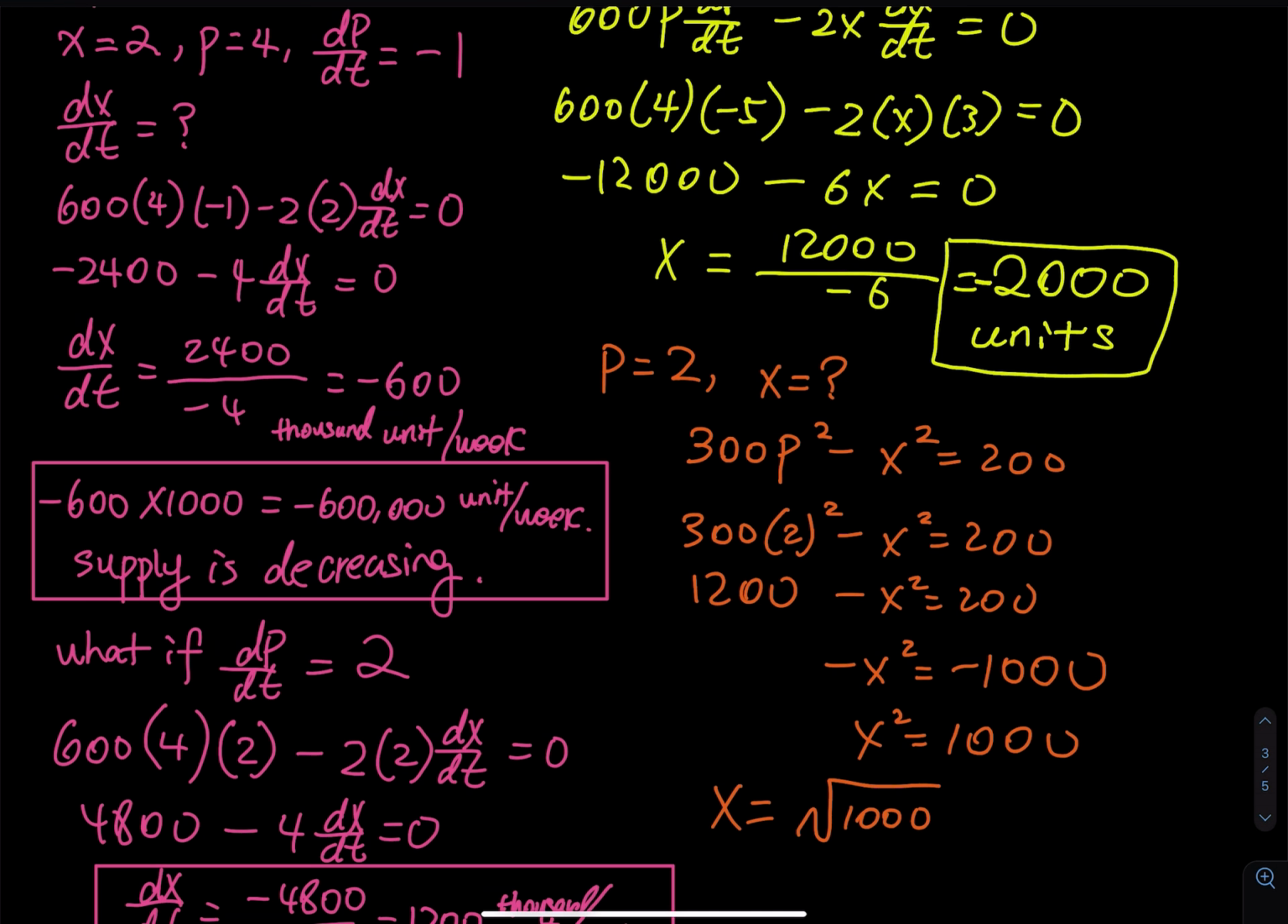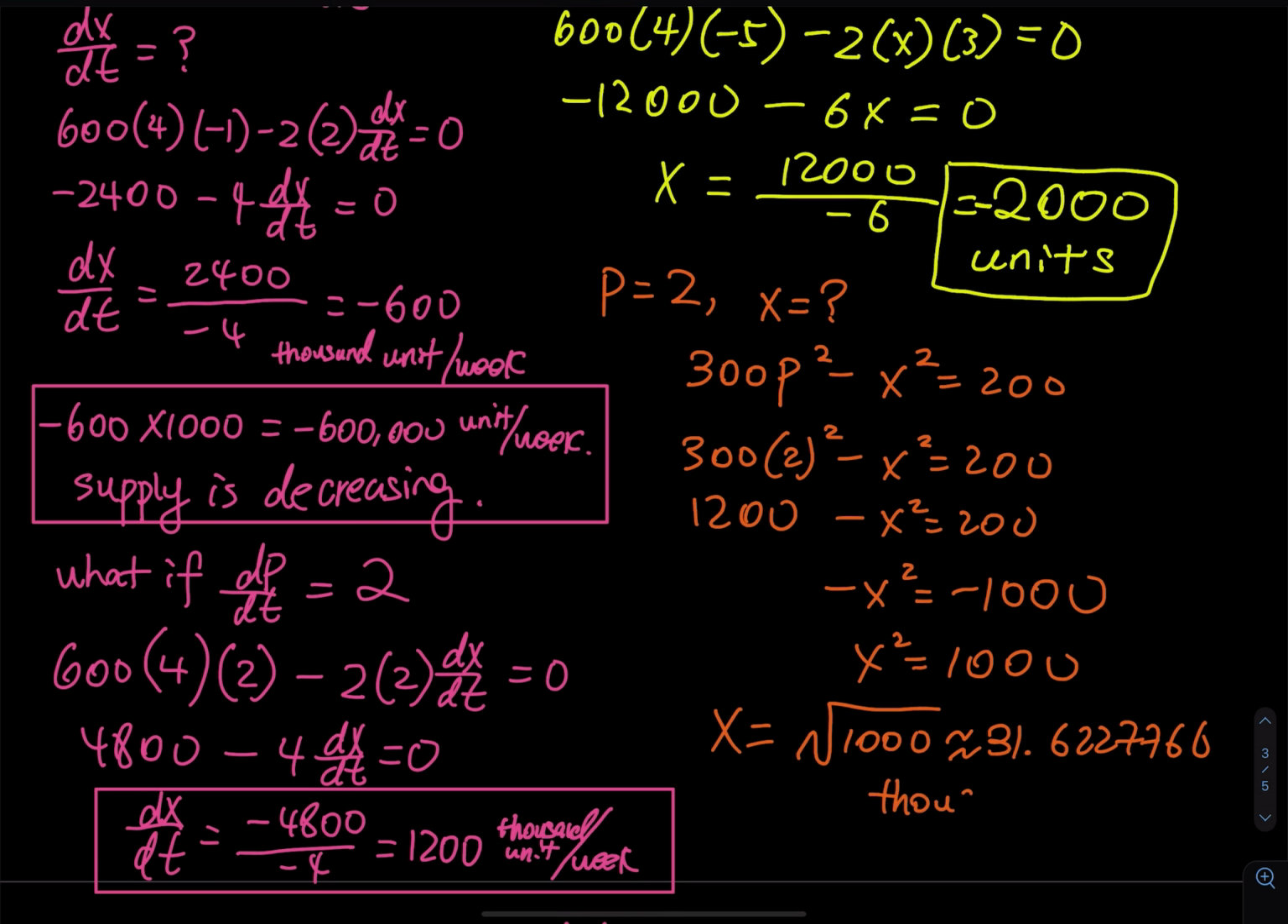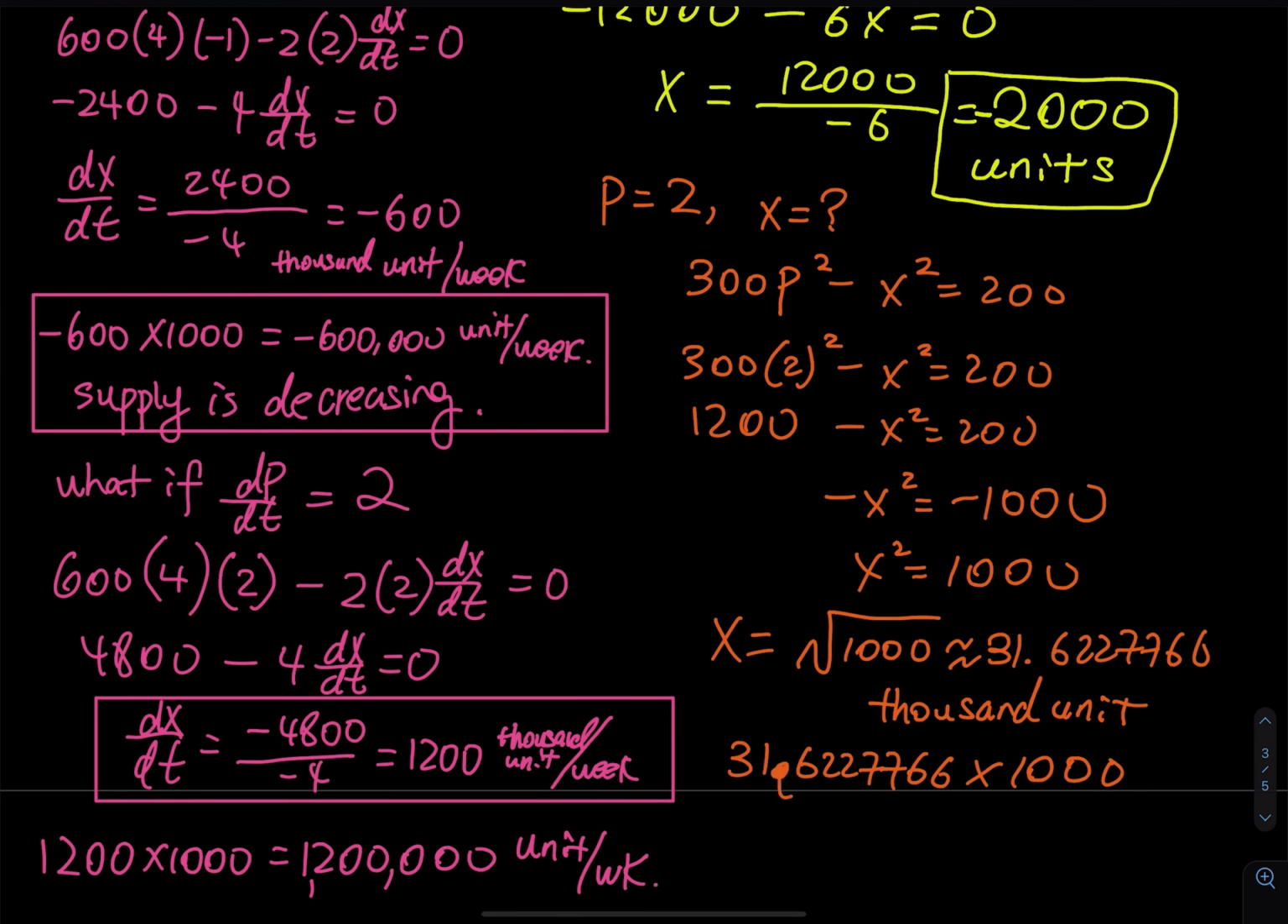That is around 31 point something. So if you take all the digits on your calculator, that is 31.6227766. And then this is in 1000 units. So if you want to get rid of the word 1000, all you have to do is multiply by 1000. So you take this number, 31.6227766, and then you multiply by 1000. That means you are moving this decimal point 3 steps to the right. So 1, 2, 3.